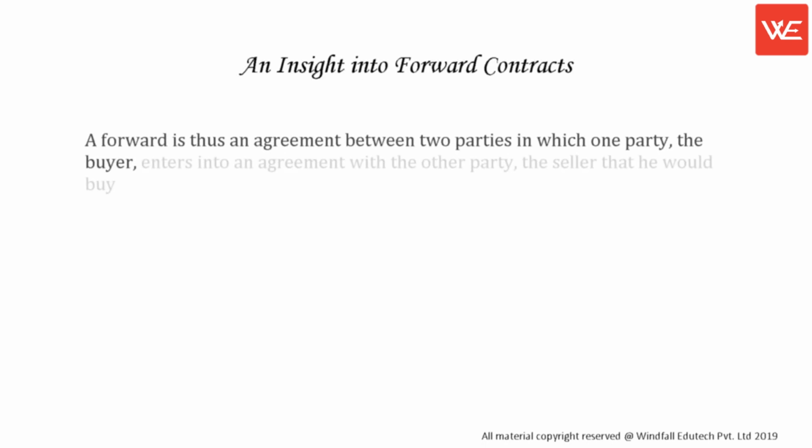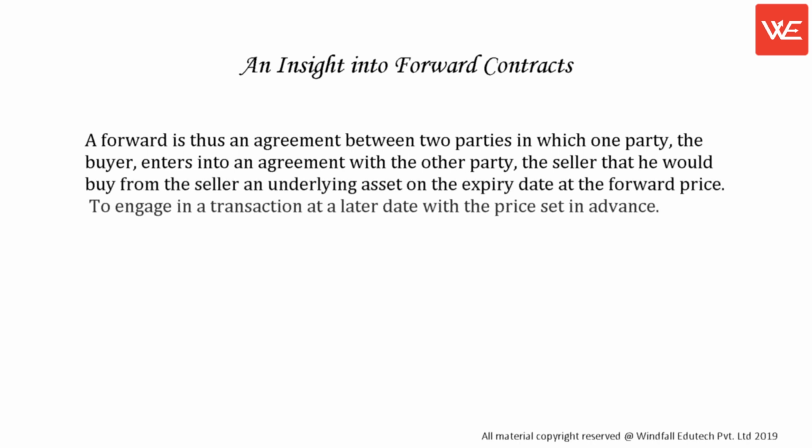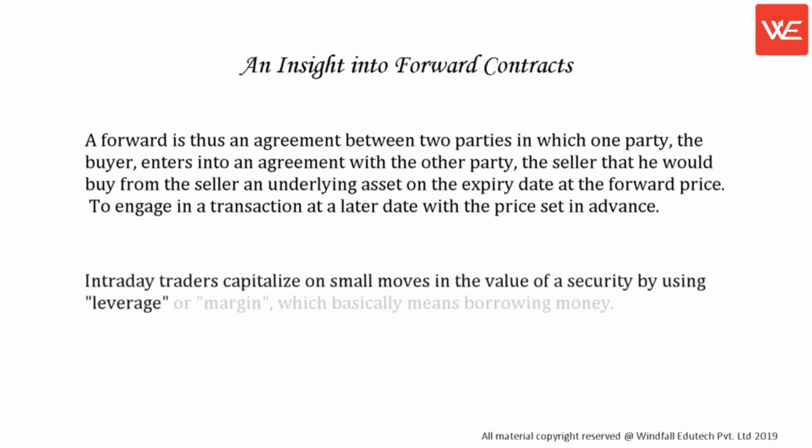An insight into forward contracts. A forward is an agreement between two parties in which one party, the buyer, agrees that he would buy from the other party, the seller, an underlying asset on the expiry date at the forward price, to engage in a transaction at a later date with the price set in advance. This is different from a spot market contract, which involves immediate payment and immediate transfer of asset.